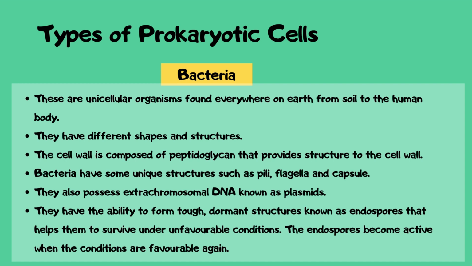They also possess extrachromosomal DNA known as plasmids. They have the ability to form the dormant structure known as endospores that helps them to survive under unfavorable conditions. The endospores become active when the conditions are favorable again. Some of the bacteria communities are thought to have been cut off from life on the surface for more than 100 million years. The most complex prokaryotes are the cyanobacteria.